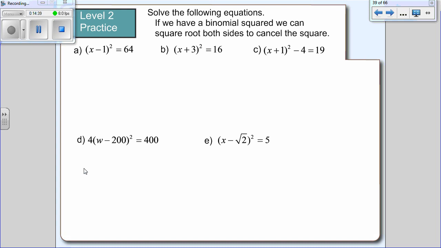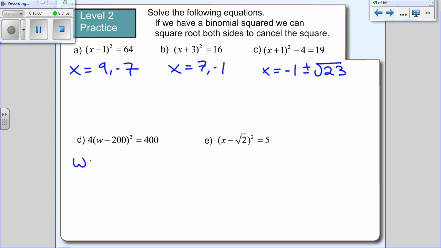You're going to get positive 8 plus 1, so you're going to be at 9 or negative 7. This one you're going to have x equals 7 or negative 1. This one's going to be x equals -1 plus or minus root 23. This one's going to be w equals 210 or -190. And this one's going to be x equals square root of 2 plus or minus square root of 12.